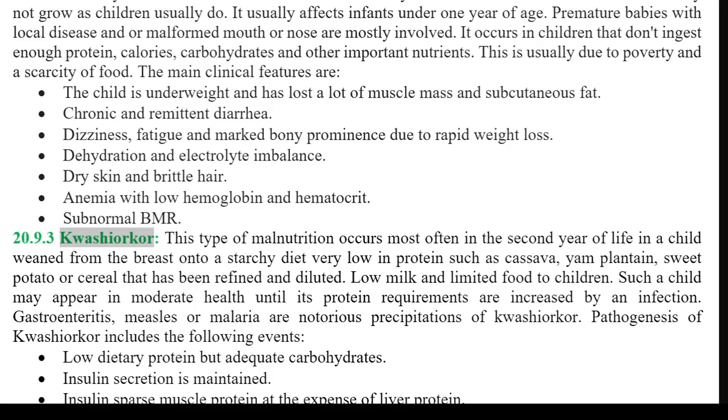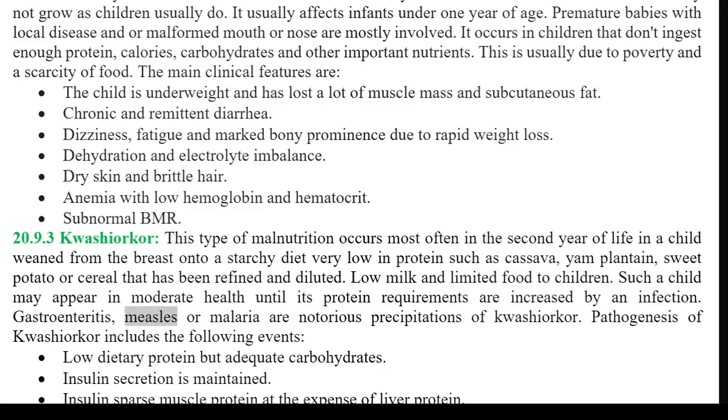20.9.3 Kwashiorkor. This type of malnutrition occurs most often in the second year of life in a child weaned from the breast onto a starchy diet very low in protein, such as cassava, yam, plantain, sweet potato, or cereal that has been refined and diluted. Low milk and limited food to children. Such a child may appear in moderate health until its protein requirements are increased by an infection.